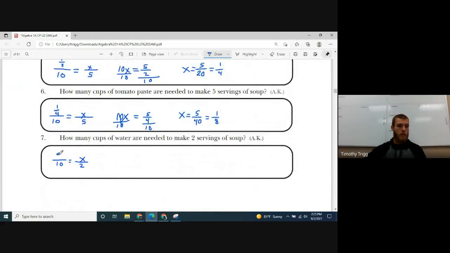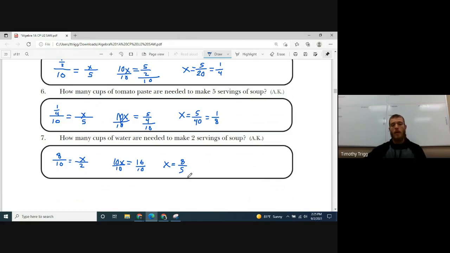So 8 cups of water makes 10 servings, but if I only want to make 2 servings, cross multiply here and here. So 10 times x, that's 10x, equals 2 times 8, which is 16. Divide both sides by 10 to get x by itself. Gives you that x equals, we could reduce this by 2, so that would be 8/5 cups.